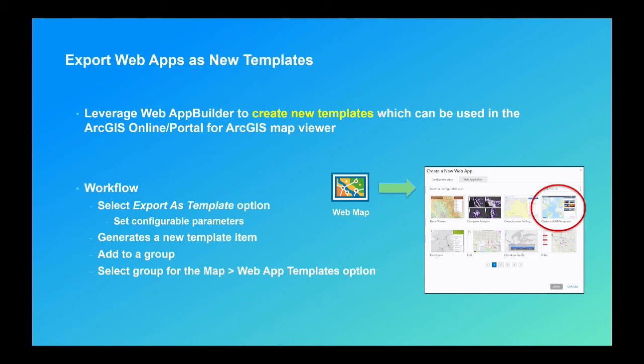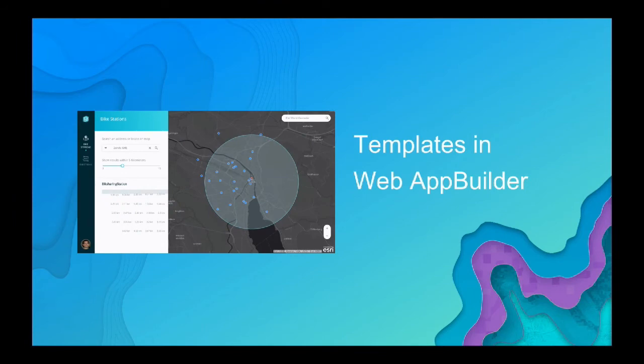And then from that, you can define certain configurable parameters of what you want the user to configure. Oh, do I want them to change the icon? Do I want them to change the title? You can lock it down. So let me show you an example of that real quick.